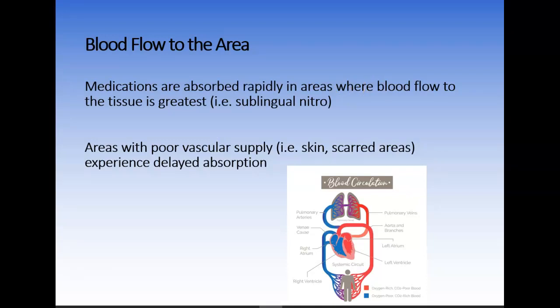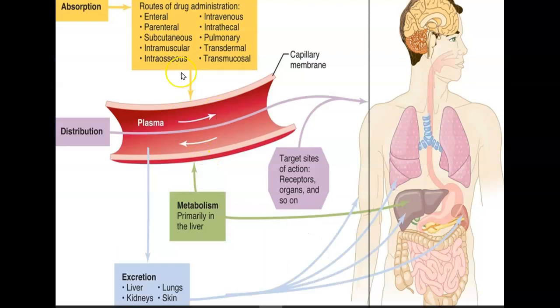Okay, so blood flow to the area. So medications are absorbed based on how the blood flow is to the area. So for instance, if you give sublingual nitroglycerin for some sort of a heart problem, and you put it underneath the tongue, that's a very vascular area, and so you're going to get a lot of great absorption there. Areas with poor vascular supply, for instance, topical creams, or areas that have some sort of a disruption in the skin, maybe scarring, that's all going to be problematic for the absorption. So it's important you understand that. Makes sense, right? But that's one of the things that is important to know.